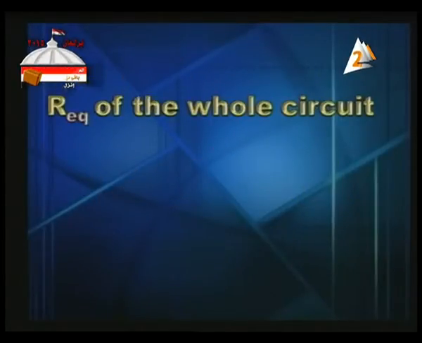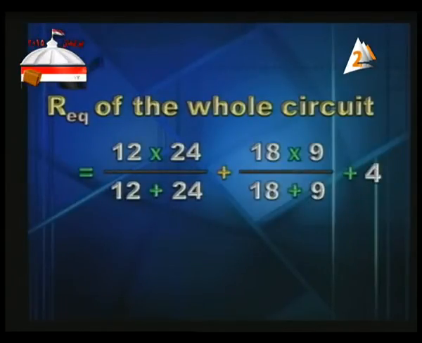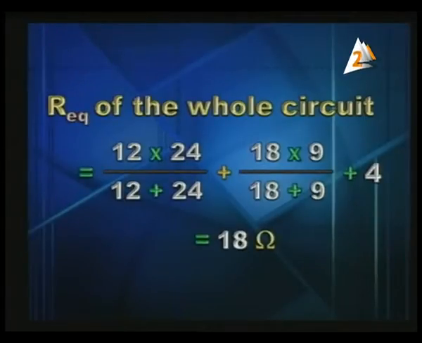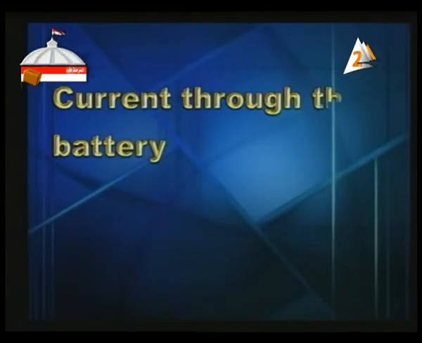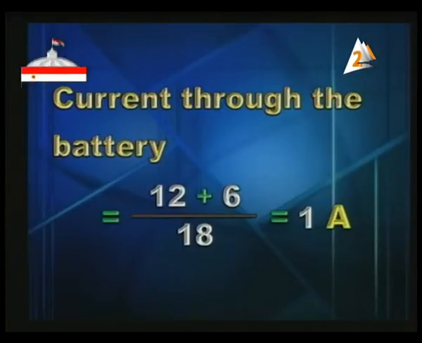Once again, R equivalent of the whole circuit. 12 and 24 are connected in parallel, product over the sum. Also, we've got 18 and 9, product over the sum, plus 4. So, in one shot, we managed to obtain R equivalent of the whole circuit. It is 18 ohm. And now current through the battery by using Ohm's law of closed circuit. It is 12 plus 6 over 18. It is 1 ampere.